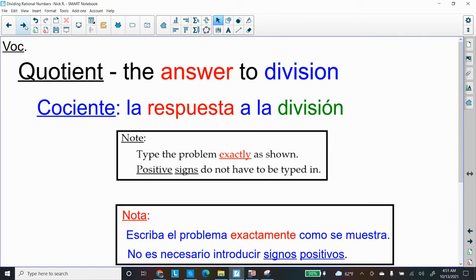All right, let's get down to it. So quotient is the answer to division. Please note, type the problem exactly as shown. That's the key. Positive signs do not have to be typed in, so you should know that.